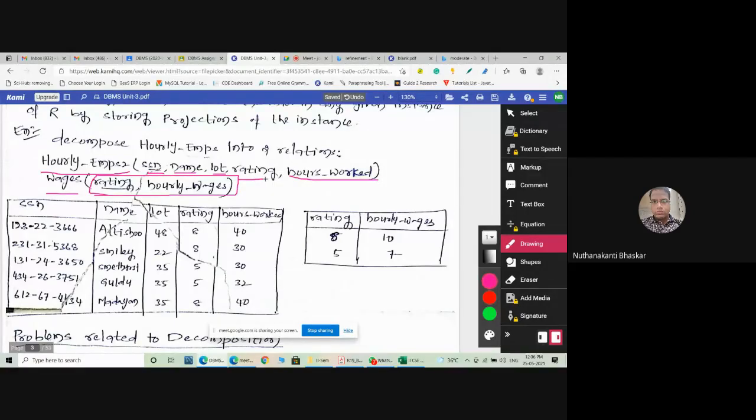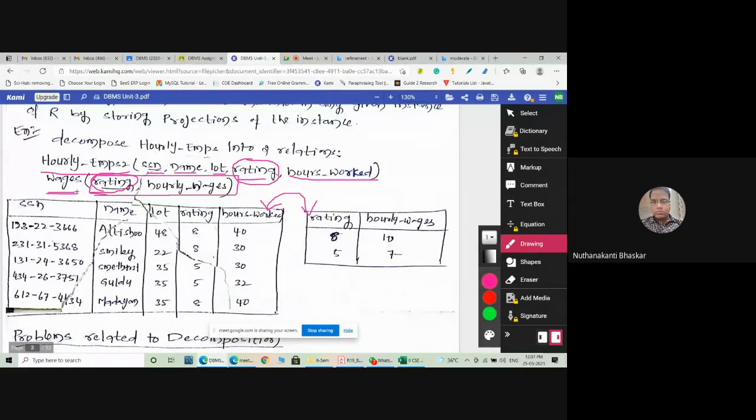Here, why is rating taken? Already I told you, when you decompose a table into two tables, one attribute must be common in both tables. So rating is here, and rating is here. Why is it common? When you want to join these two tables, you will get all the tuples. Only if one common attribute is there can you use the join operation. Understand? So you write the table as it is: hourly employee with SSN, name, LOT, rating, hours worked.